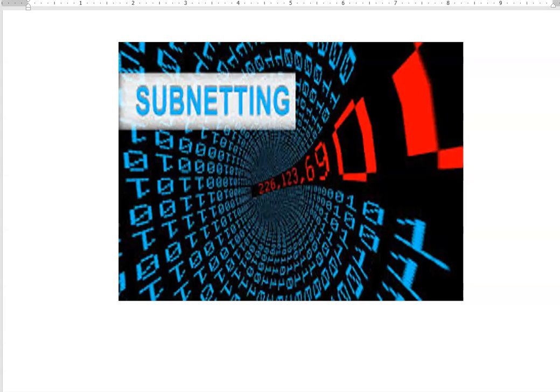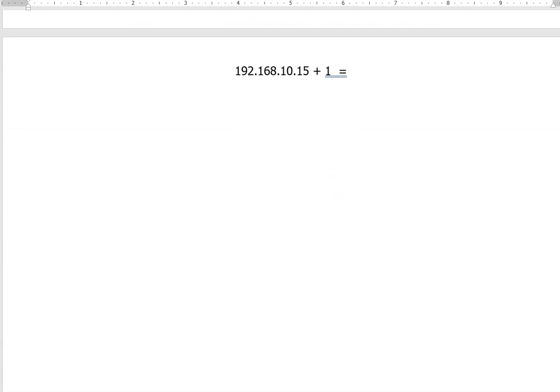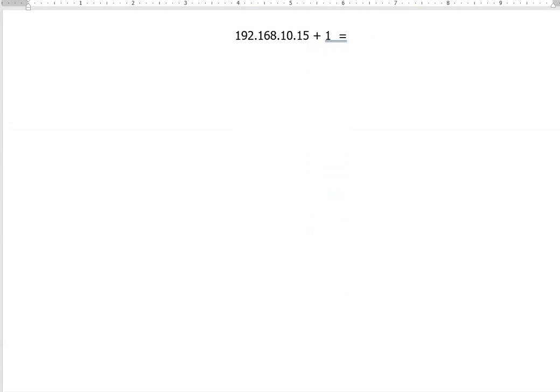This is subnetting in the third octet. Let me start with a bit of a refresher on addition and subtraction in IP addresses. With numbers and IP addresses in the fourth octet, addition is fairly simple. Take this IP address. Adding 1 gives us 192.168.10.16.